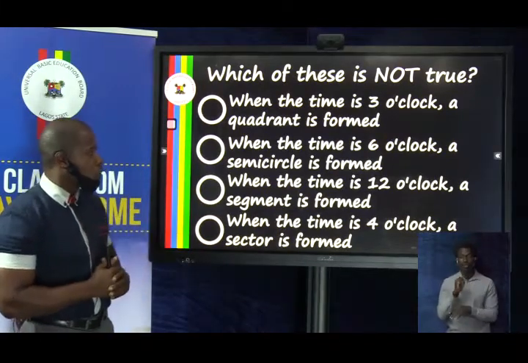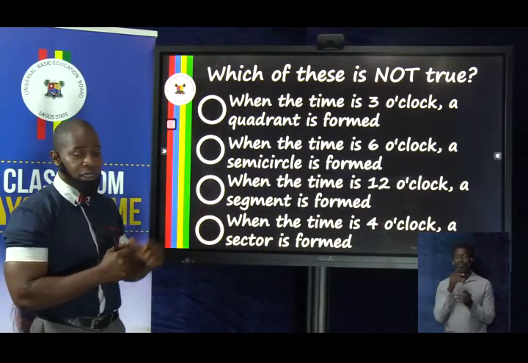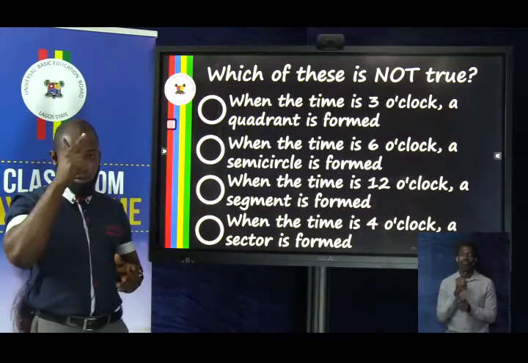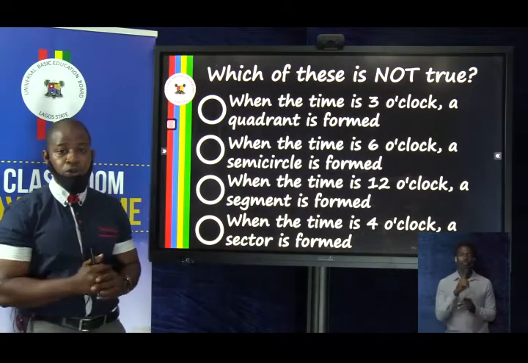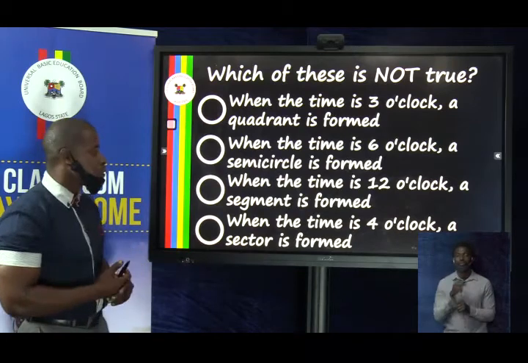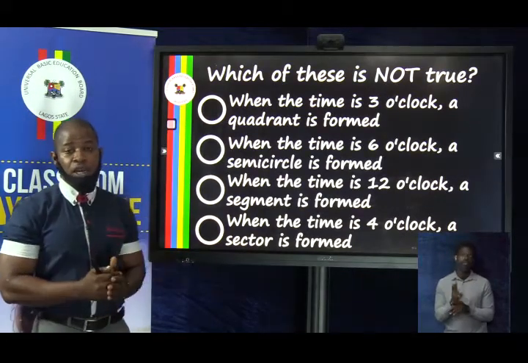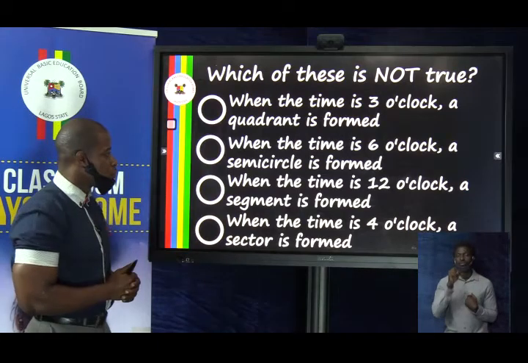And when the time is 3 o'clock, a quadrant is formed. That is true, because I just drew that in the previous slide. One vertical radius, one horizontal radius. You have 3 o'clock, you get a quadrant. That's 90 degrees. When the time is 6 o'clock, the long hand and the short hand will form a straight line, and you have semicircles on both sides.